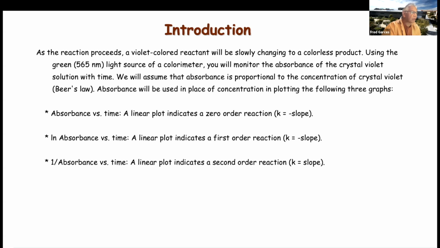Okay, and we plot the concentration versus time, and it's linear. It follows a straight line, then it's zeroth order. If we do the natural log of the absorbance versus time and it's a linear graph, then it's first order. And if we do 1 over the absorbance versus time and it's a linear graph, then it's second order. And the slopes here give you the rate constant K.